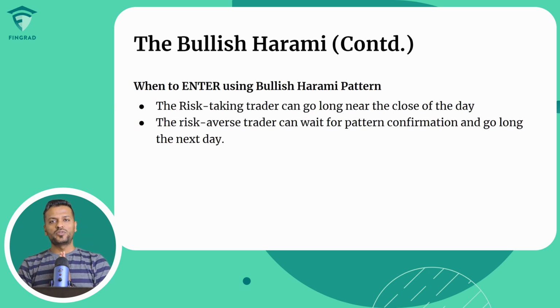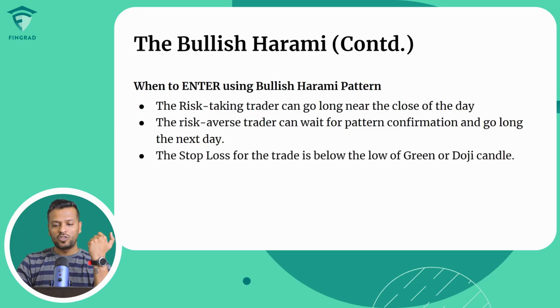Now, what is the difference between the two trading styles? In case of a risk-averse trader, the success rate is higher because you're waiting for the pattern to complete. But in case of a risk-taking trader, you have a better chance of maximizing the return because you're entering on the same day. Just in case the market gaps up the next day, you are still a part of the trade and it is already making money for you.